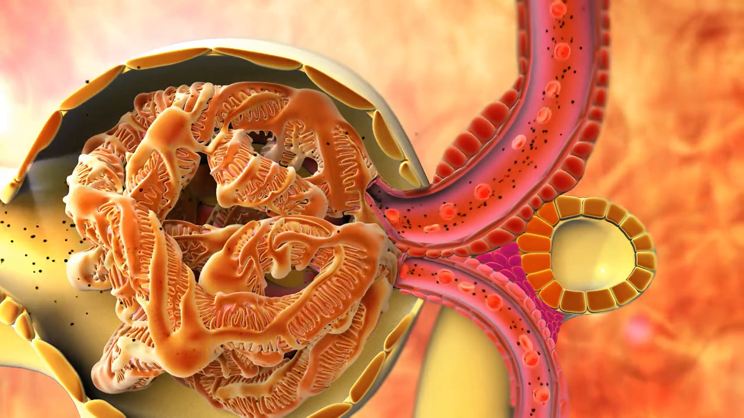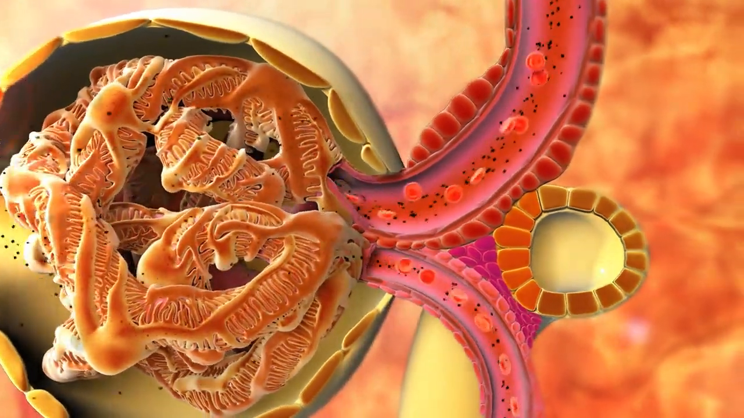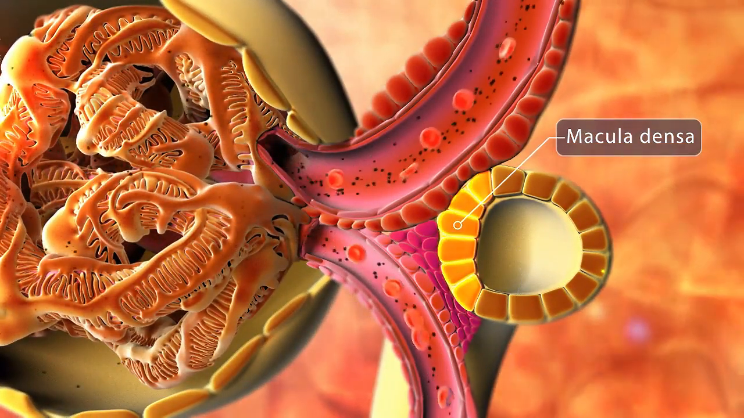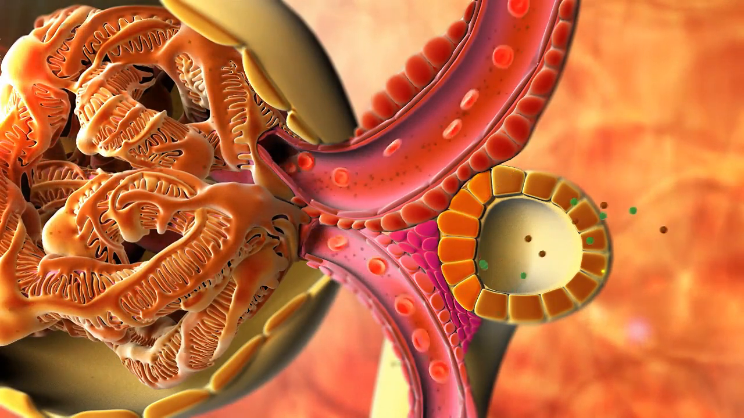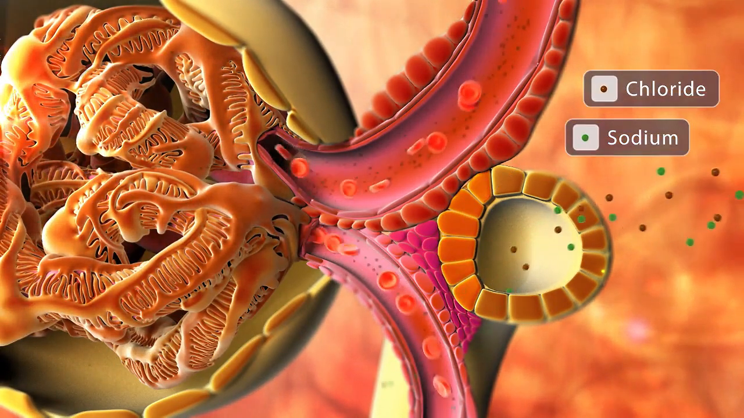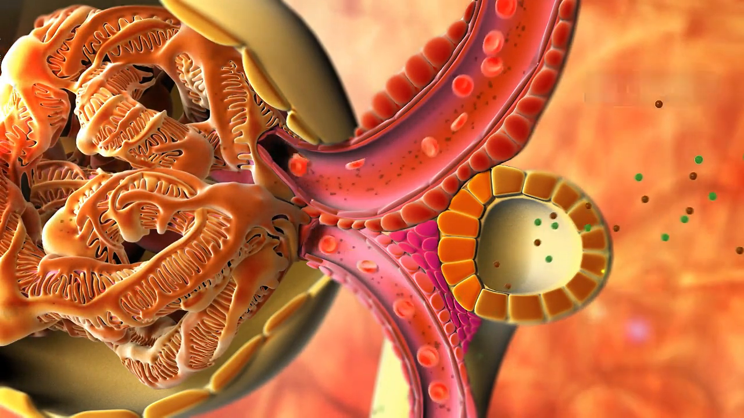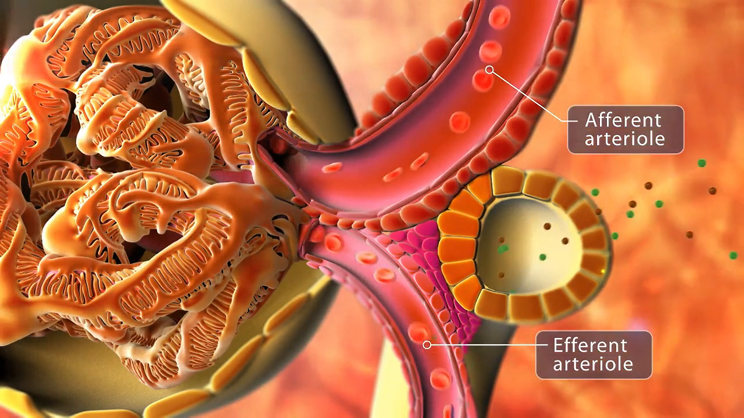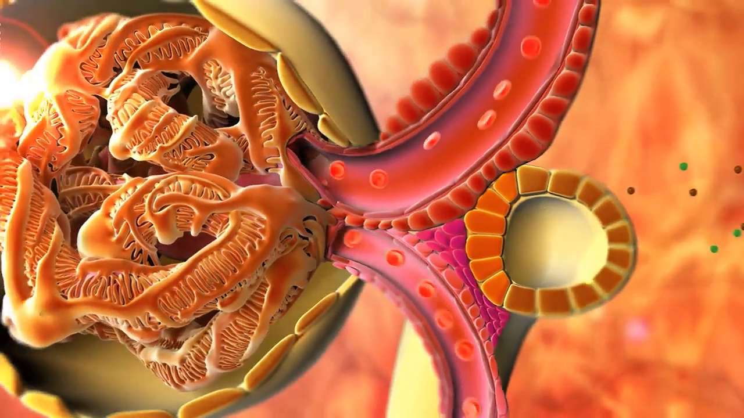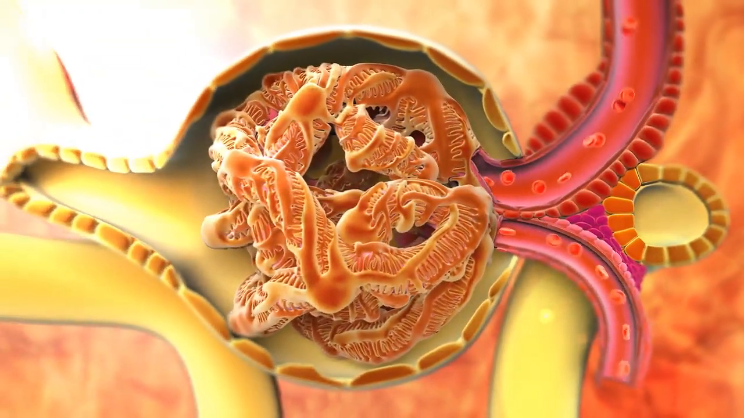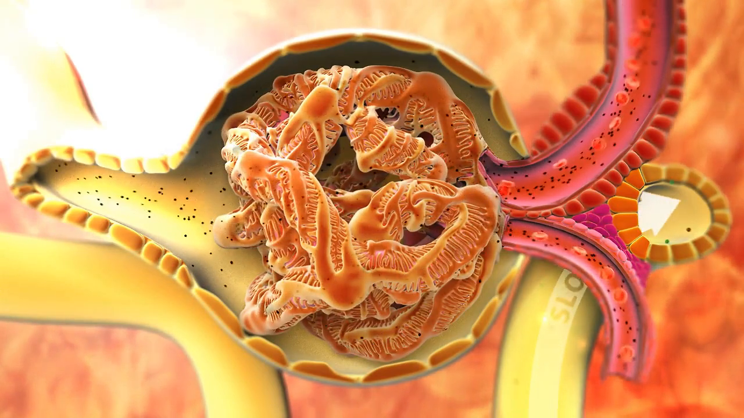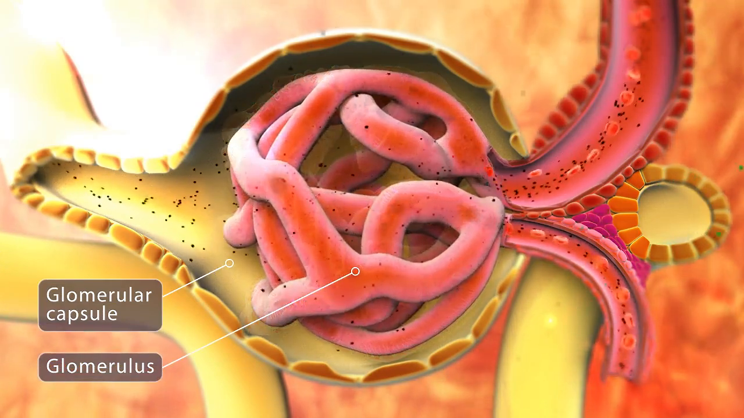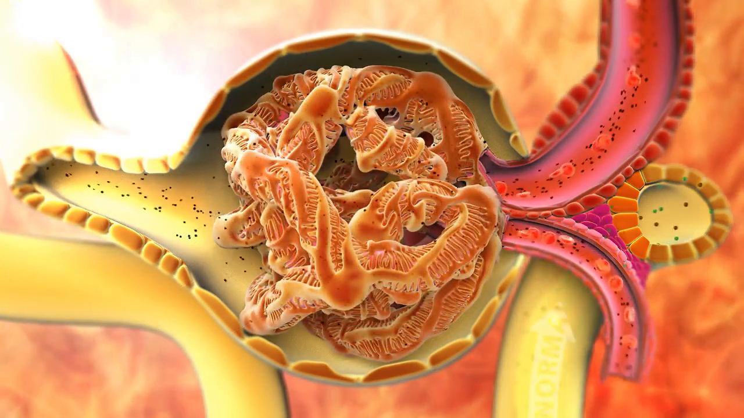GFR can also be adjusted by tubuloglomerular feedback. Within the wall of the distal convoluted tubule is the macula densa. These cells detect the flow of filtrate through the nephron by monitoring sodium and chloride ions and water passing by. The cells secrete paracrines to adjust the diameter of the afferent arteriole and control glomerular pressure. If the flow is too slow, the afferent arteriole relaxes, increasing pressure in the glomerulus and increasing GFR and flow through the nephron.